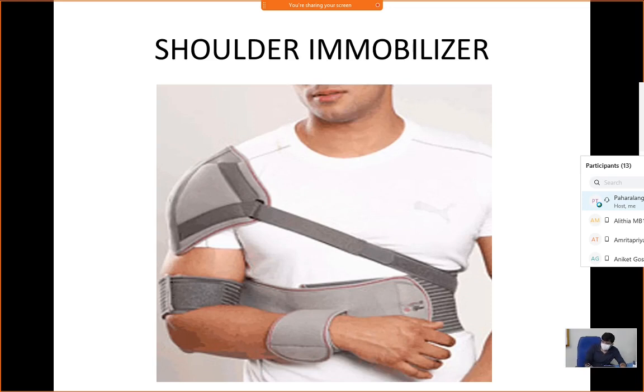Previously for shoulder dislocation we used to go for arm chest strapping with crab bandage or simple gauze bandage, but now we have this commercially available shoulder immobilizer. This is used in shoulder dislocation or fracture around the proximal humerus. Fracture around the shaft of the humerus we use U-slab, but in the proximal humerus we use shoulder immobilizer.